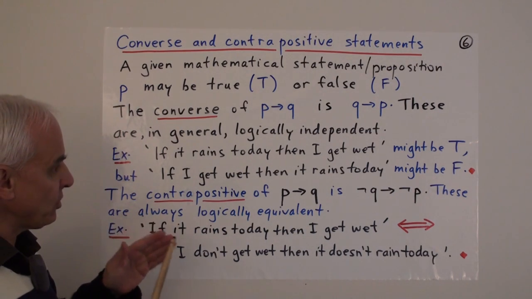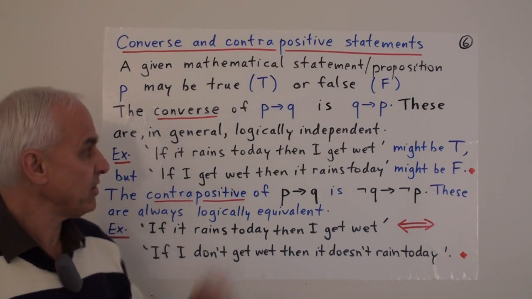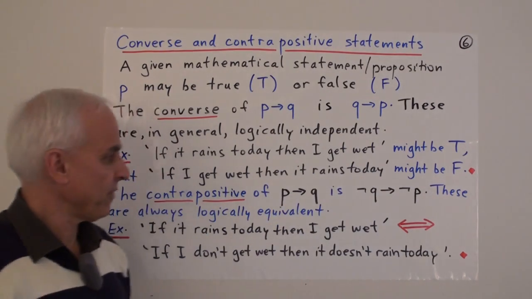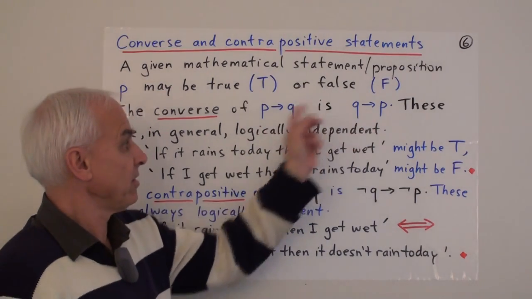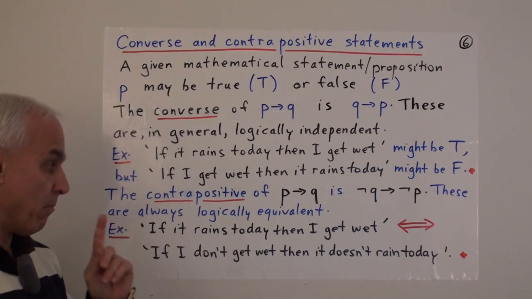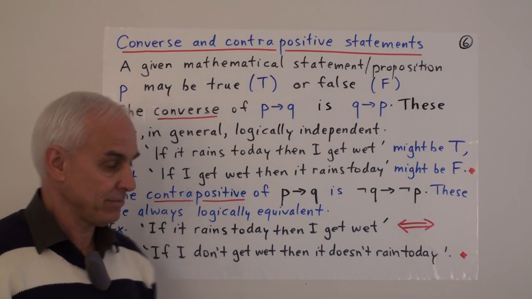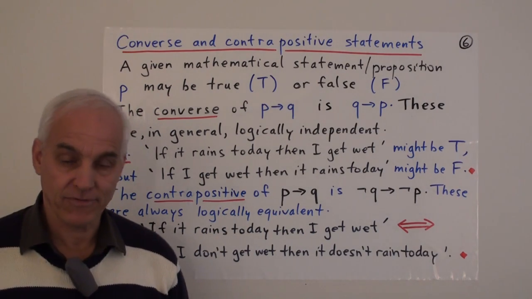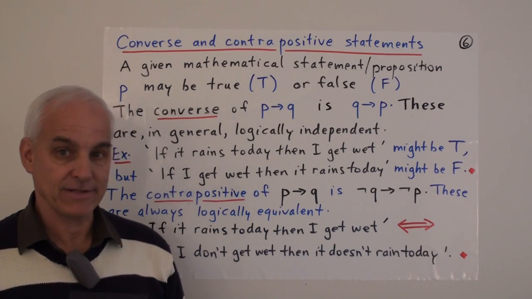So these are two different ways of generating other related statements to an implication: the converse and the contrapositive. And they're importantly different in that the converse is not necessarily logically the same as the original statement, but the contrapositive is logically the same as the original statement. So please have a think about some other examples from daily life and cook up some converse and contrapositive statements.